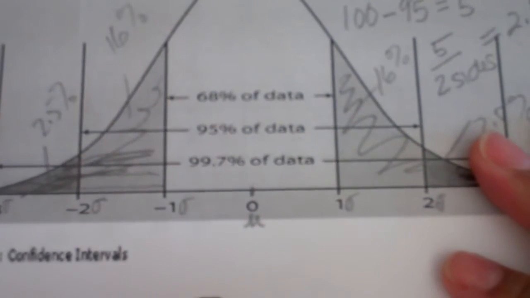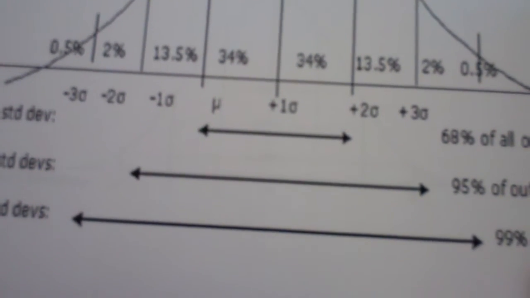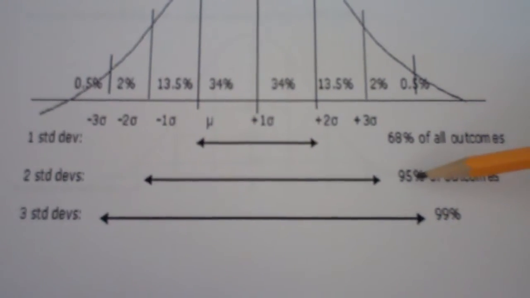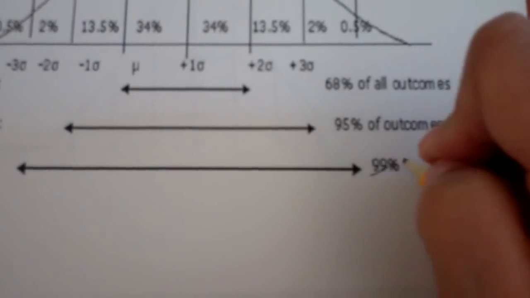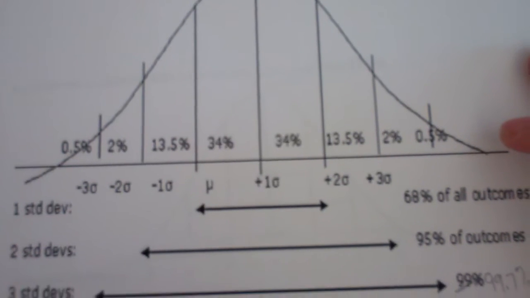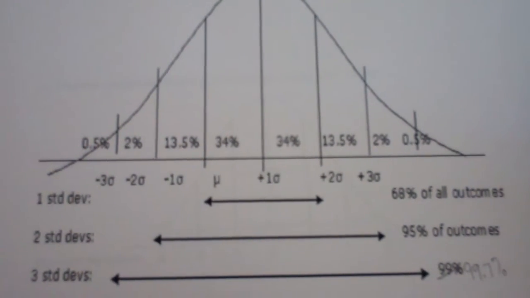One picture that I did find online, and that was really nice, was this one. This one states 1 standard deviation, 2 standard deviations, and 3, and I would make this 99.7. You're going to see 99 a lot. However, 99.7 is what we do use in our statistics class.